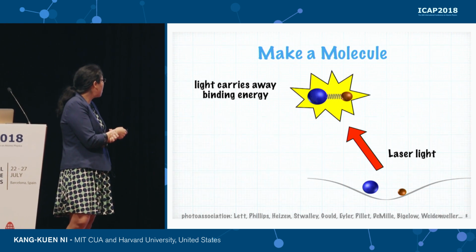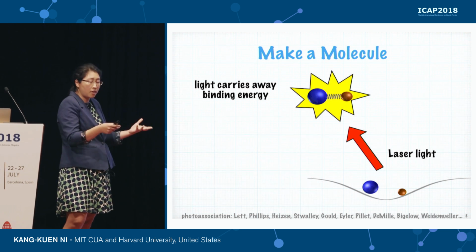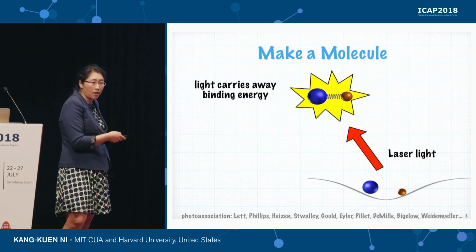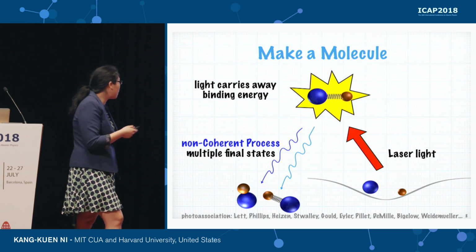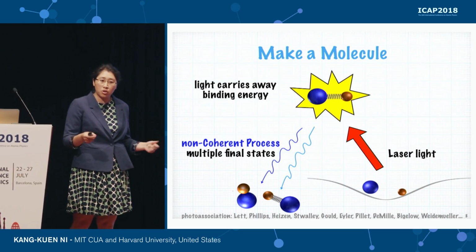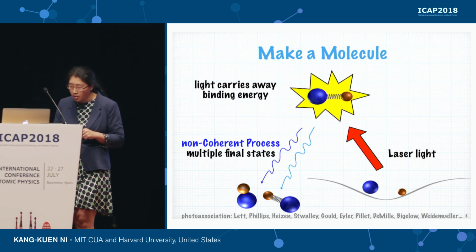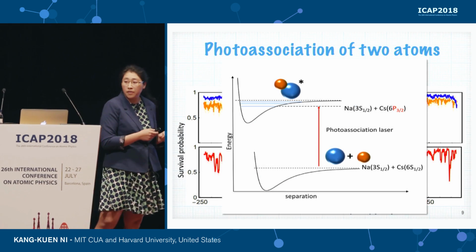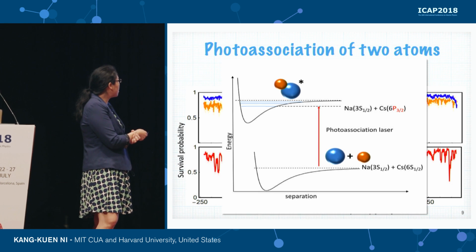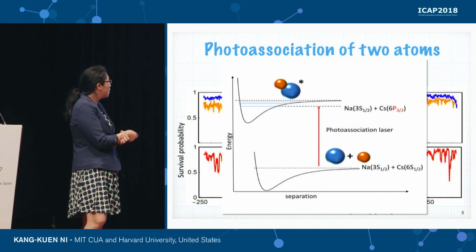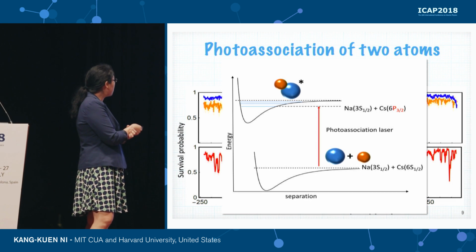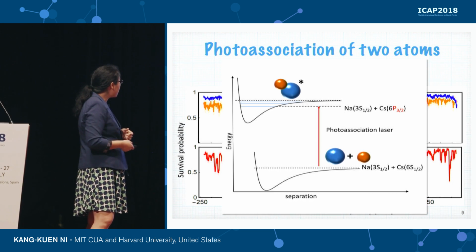for decades in this field, where we can use light to carry away the binding energy, exciting a pair of atoms into a molecular excited state. They live there transiently, and it's a non-coherent process, so ultimately they fall into multiple final states. In our particular scenario, we have sodium and cesium. So we shine laser light to the electronic excited state of the molecule near the electronic excited state of the cesium asymptote. We scan these lasers, and this is what we see.